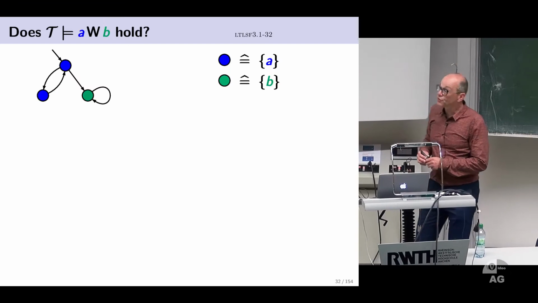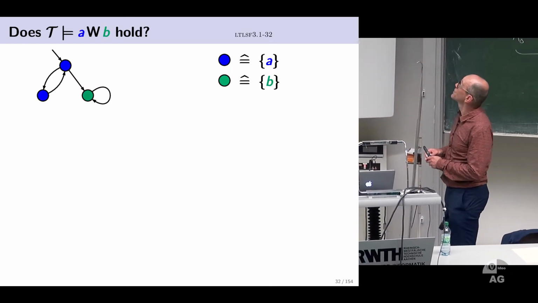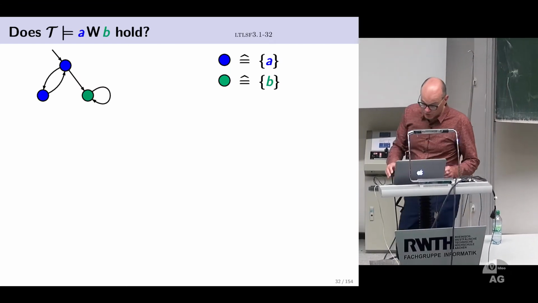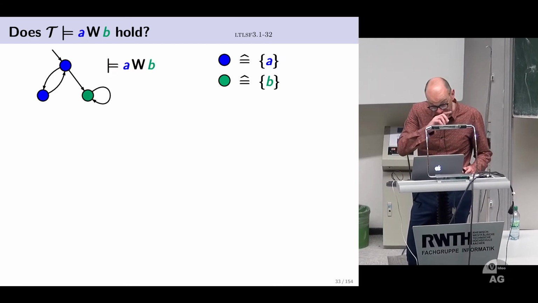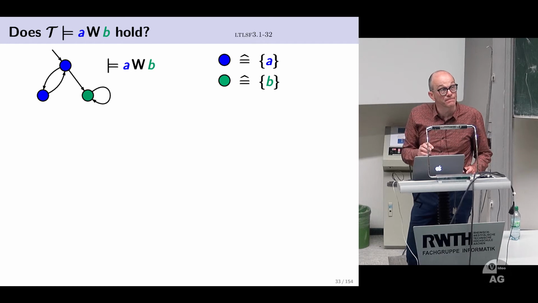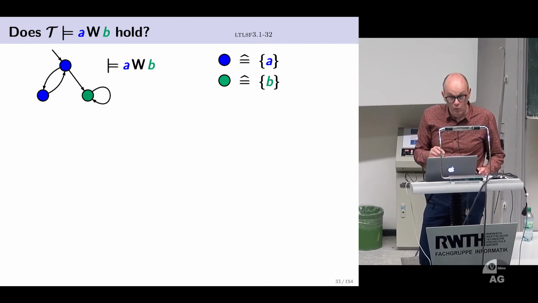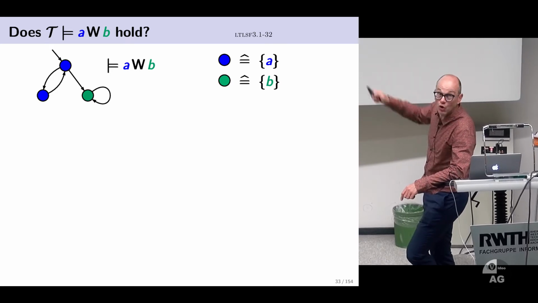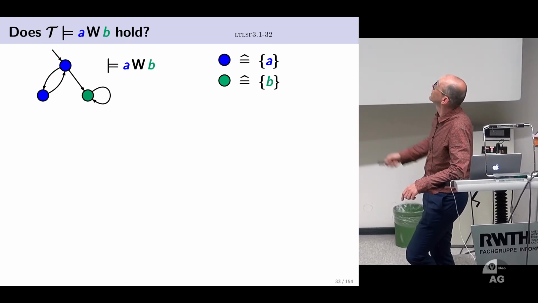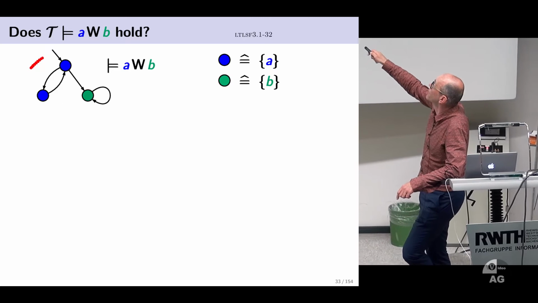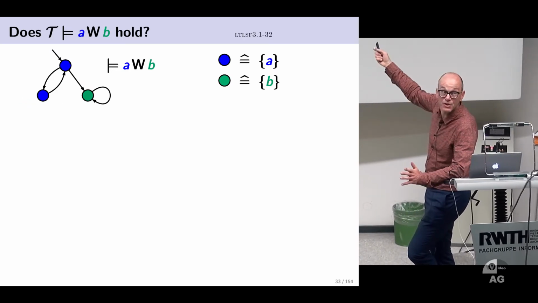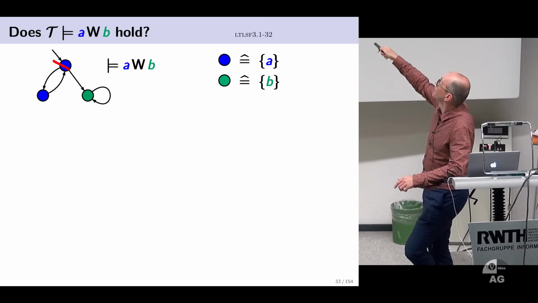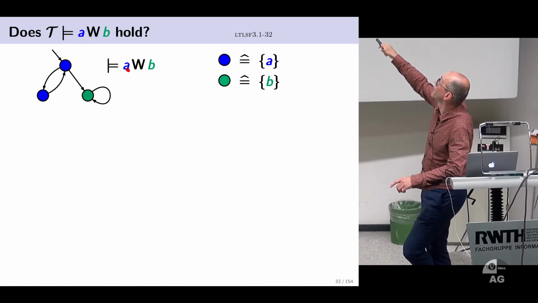Good, what about weak until? Here is a small example, a transition system with 3 states with atomic propositions A and B. The claim is this satisfies A weak until B. How do we see this? Well, we have to consider all possible paths. There is a path that always cycles here, that never establishes B, but for the weak until this is fine because we have always A.